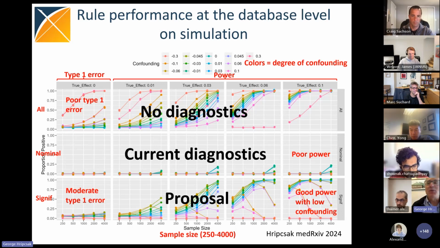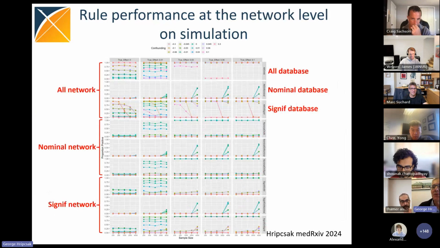Second row, if we do what OHDSI currently does today, look at the far right. It says poor power. How poor? We want around 100%. And what do we get? The worst possible, 0. So it just doesn't work. But our proposal, which is the third row, we get moderate type 1 error, not perfect, and good power, as good as we get if we do nothing. So the only thing that works with small sample size is looking for statistically significant standardized mean difference greater than 0.1.